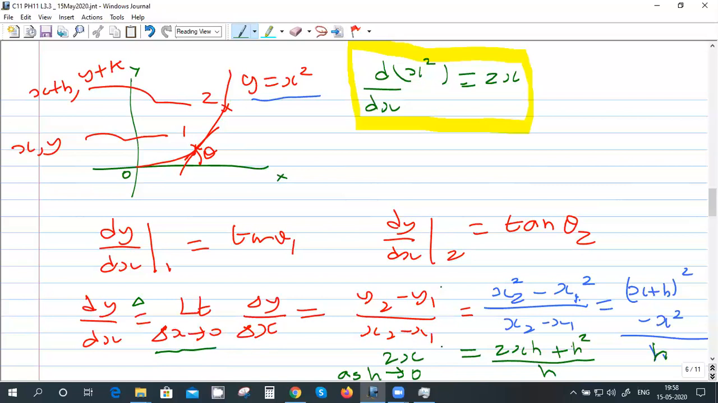Delta x is x2 minus x1. And y2 is x2 square, because the curve is y equal to x square, right? Sir, you're speaking really quickly, it's hard to track. Y2 is x2 square.